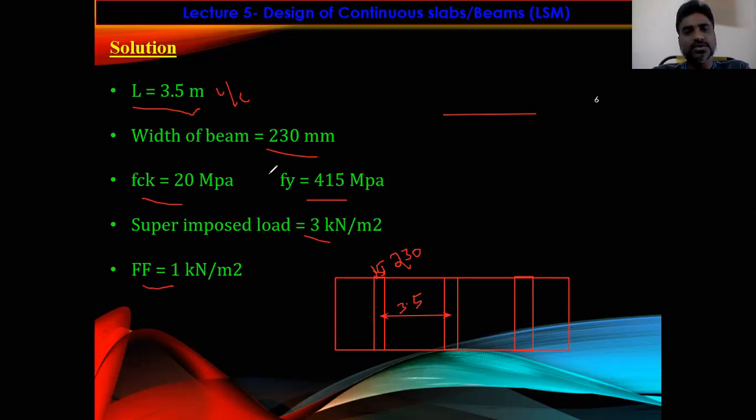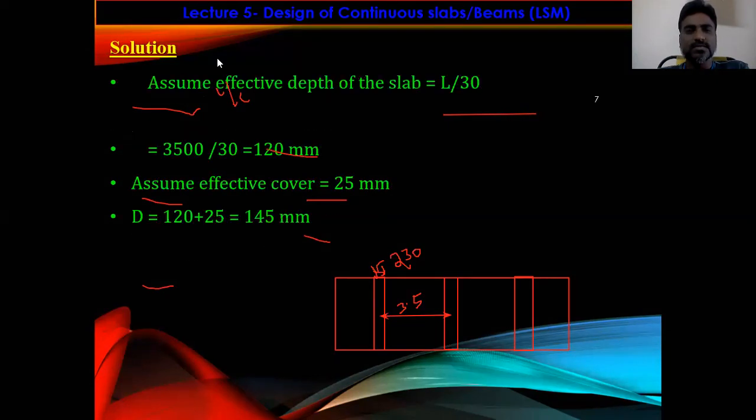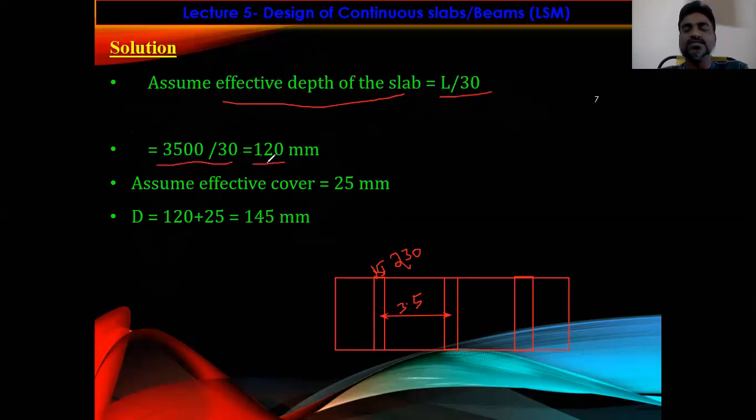While designing, first you need to determine the dimensions of the slab, that means the depth of the slab. For slab design, as I told earlier, we will consider 1 meter width in the other direction, and we need to assume the depth of the member. Generally, the depth of the member in a continuous slab can be assumed as L by 25 to L by 35. Here I am assuming that the effective depth of the slab is L by 30, that is 3500 by 30, which is about 120 mm.